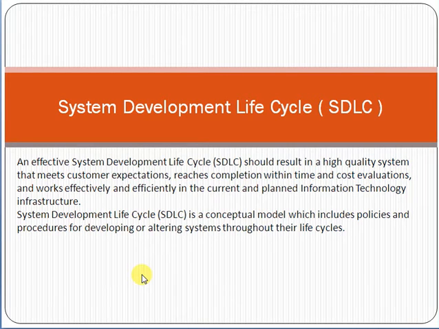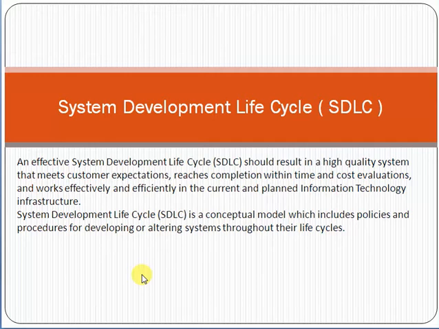Today we'll discuss a topic, system development life cycle, commonly shortened to SDLC. Friends, this is a very important topic in software development, and we have also taken this topic from project management. So whether you are planning to take an exam on project management or on software development, SDLC is a very important topic.